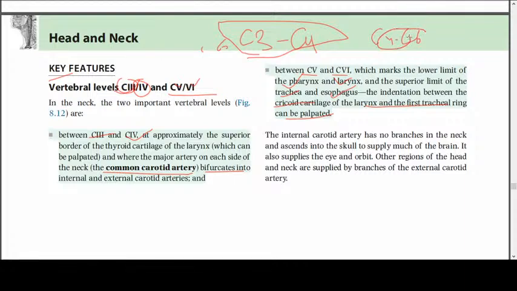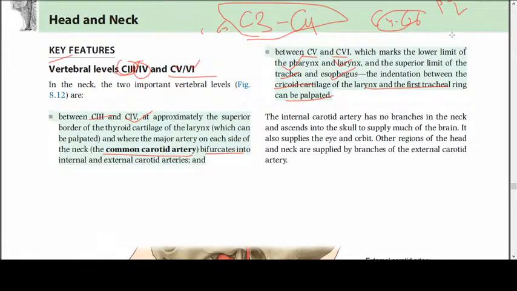So it actually separates the pharynx from the larynx, and it also separates the digestive tract, that is, the superior limit of the trachea and esophagus. Okay, the lower limit of the pharynx and larynx.